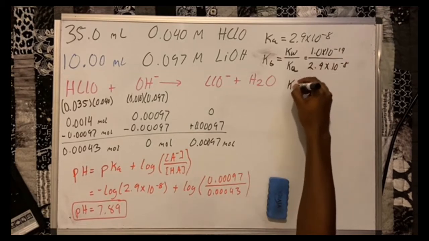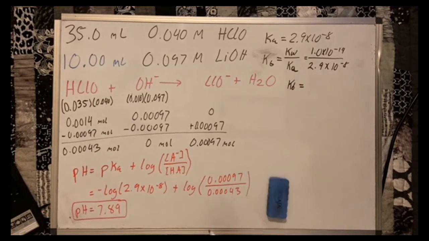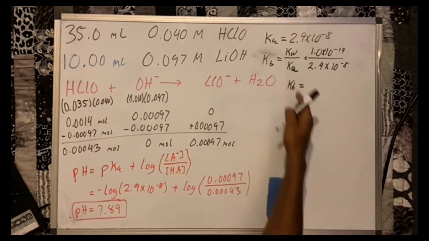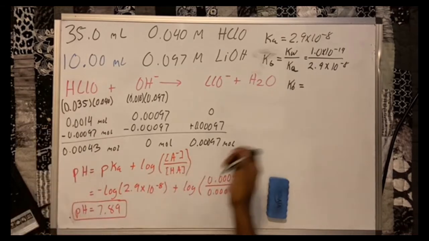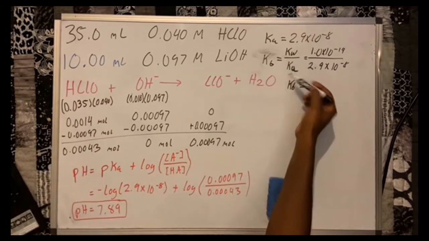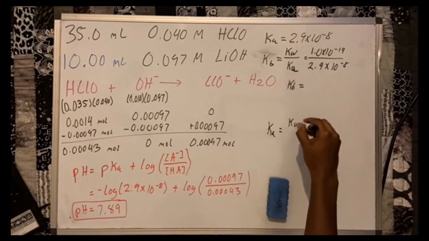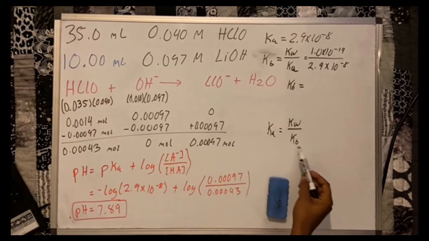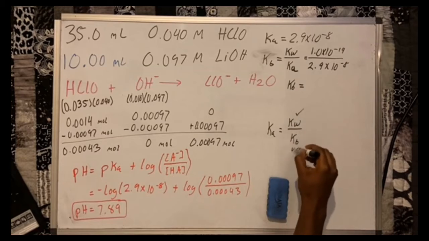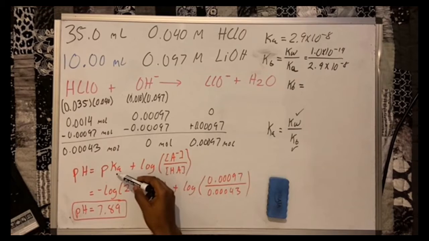If instead you had a base right there and you had Kb, you just do Ka equals Kw over Kb. Sorry, I misunderstood your question. Kw will be given, so you have both of those. Calculate Ka and then put that in here.